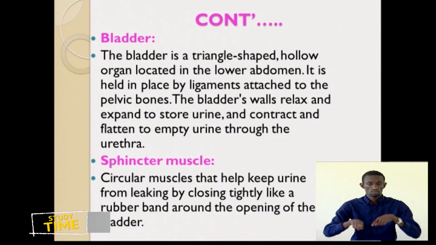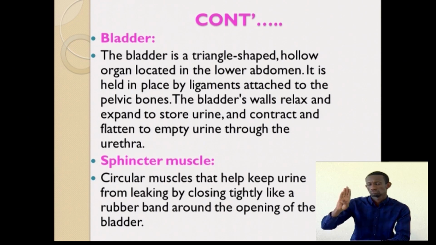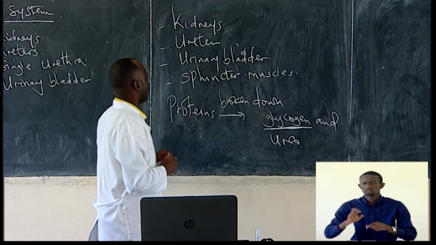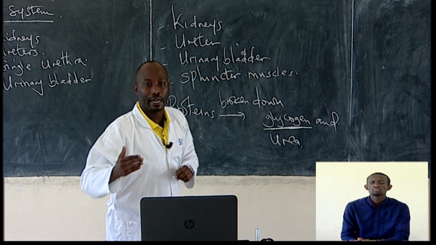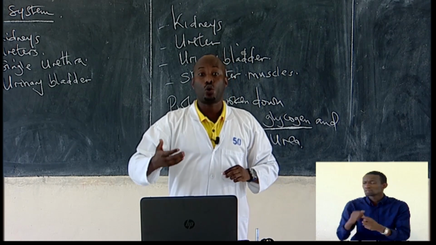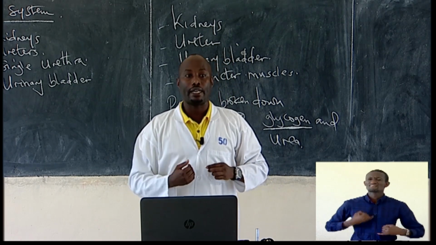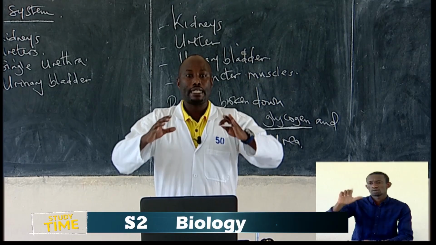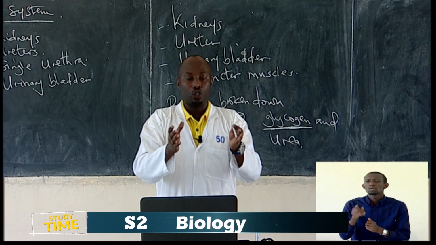We have the bladder. So we are through with the kidney. We have talked about the ureter. We are going to talk about the urinary bladder, which is number 3. And what does the urinary bladder do? Student, it is very interesting to know the function of the urinary bladder, which is like a sac that stores urine temporarily, not permanently.